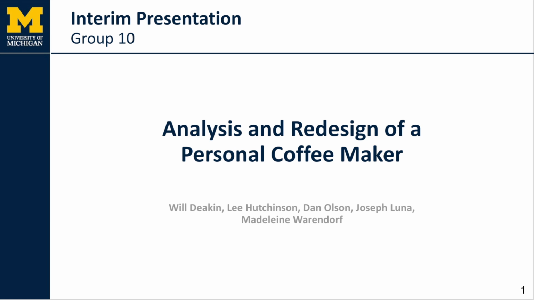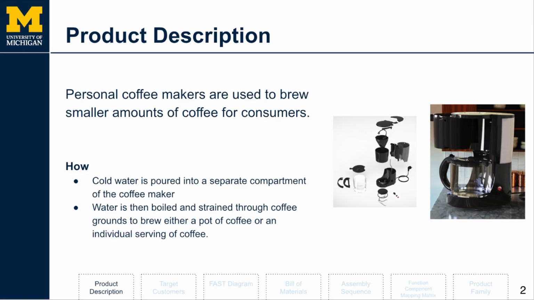We're Group 10, and we are focusing on the analysis and redesign of a personal coffee maker for our project. Personal coffee makers are used to brew smaller amounts of coffee for consumers. Cold water is first poured into a separate compartment of the coffee maker and is then boiled and strained through coffee grounds to brew either a pot of coffee or an individual serving of coffee for the consumer.